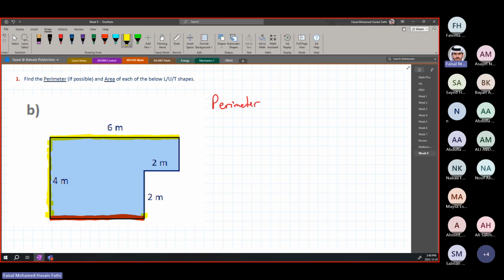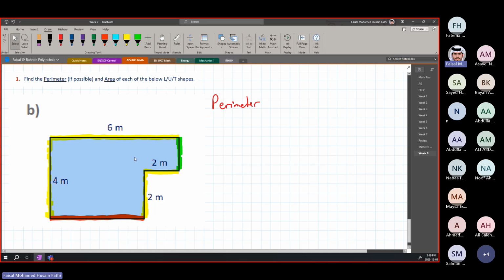But we have this side, which is 2 meters. We have this side, which is 2 meters. And let's highlight this one in green. This is another one we do not have. Okay, so how do you manage to figure out what the dimensions of these are?